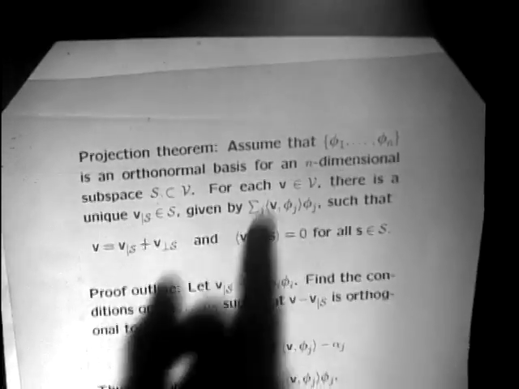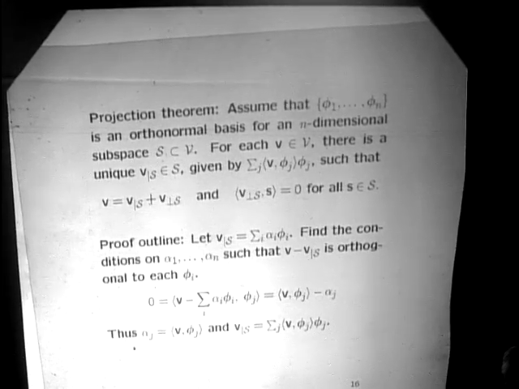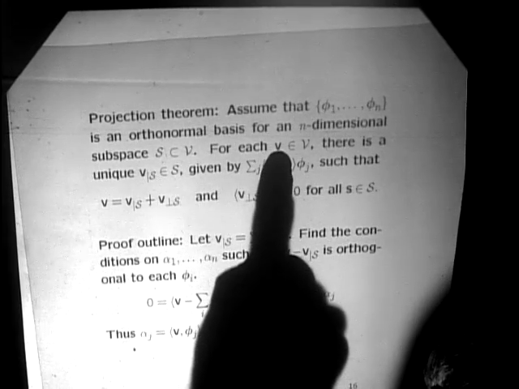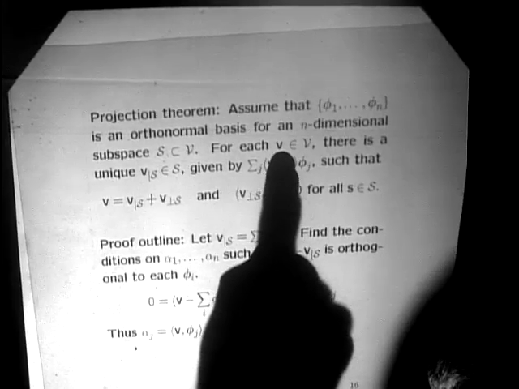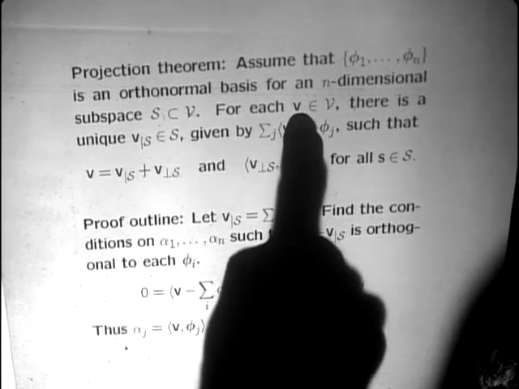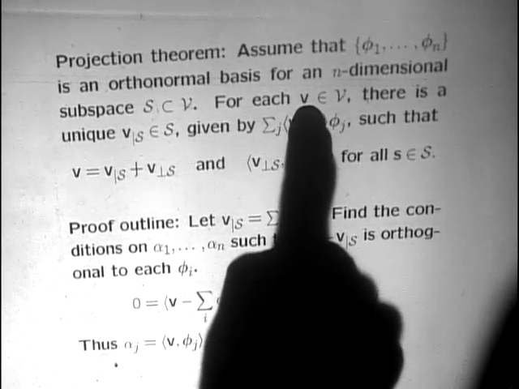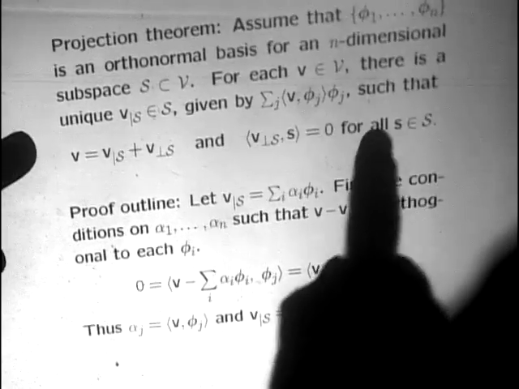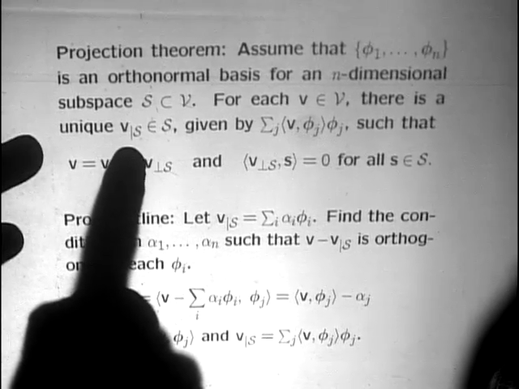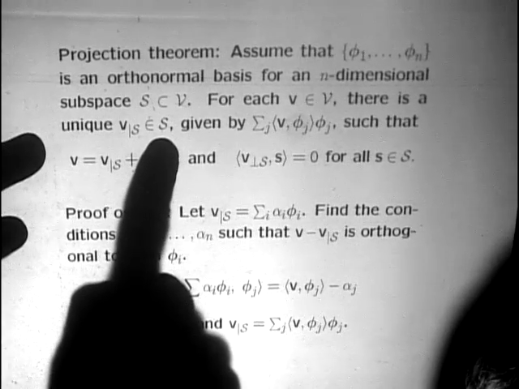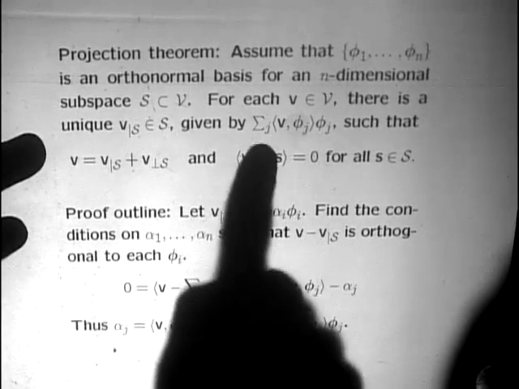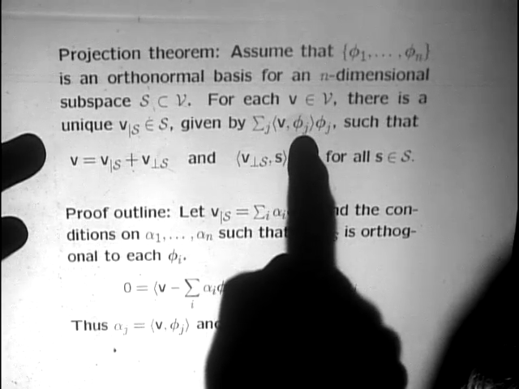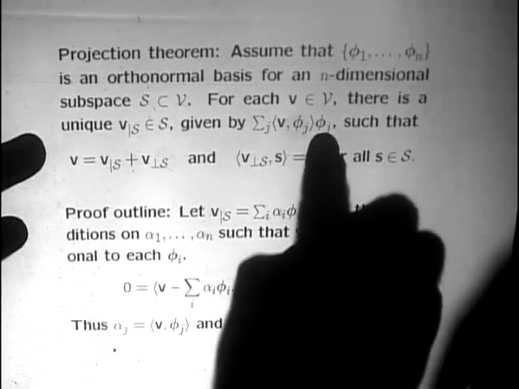So the theorem says, assume you have this orthonormal basis for this subspace, and then you take any old V in the entire vector space. This can be an infinite dimensional vector space or anything else, and what we really want it to be is some element in L2, which is some infinite dimensional element. It says there's a unique projection in the subspace S, and it's given by the inner product of V with each of those basis vectors, that inner product times phi sub j.